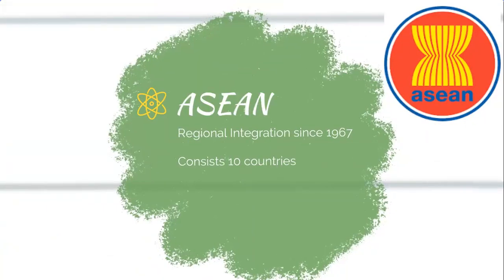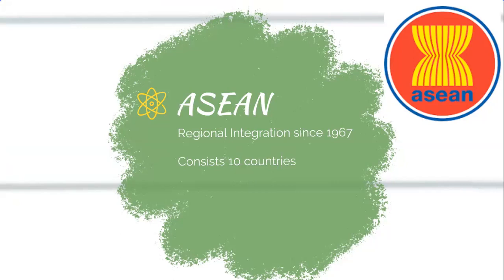ASEAN. ASEAN is the regional integration which was constituted in the year 1967. It consists of 10 countries, including Indonesia, Malaysia, the Philippines, Singapore, and Thailand, which started this ASEAN, and it was initially for an objective that we should be promoting the political and economic cooperation along with the regional stability.